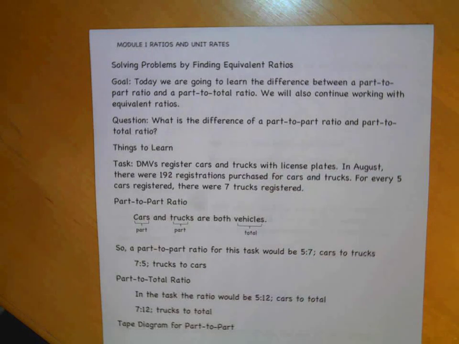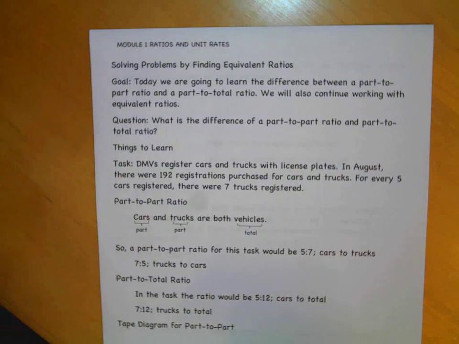So let's take out our pens and look at the things to learn. We're working with things to learn with our first task. The DMVs register cars and trucks with license plates. In August, there were 192 registrations purchased for cars and trucks. The ratio relationship is, for every 5 cars registered, there were 7 trucks registered.